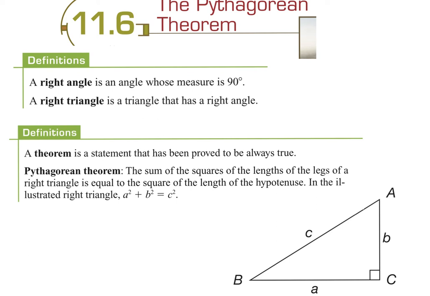The key to the Pythagorean theorem is knowing how to label it. A theorem is a statement that has been proved always to be true. So a theorem has been proven. You'll have little things called postulates and definitions. Those are different than theorems. Theorems have gone through a process of being proved. Pythagorean theorem is one of them. The sum of the square of the lengths of the legs of a right triangle is equal to the square of the length of the hypotenuse.